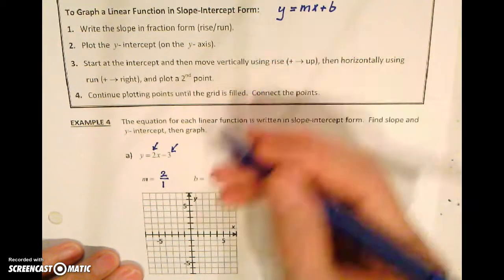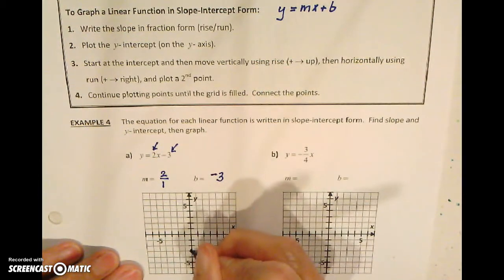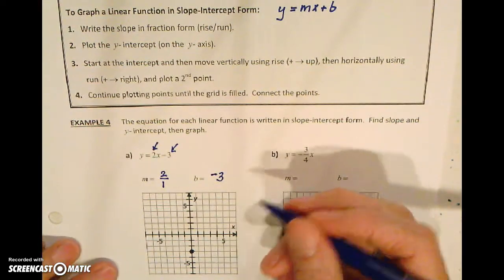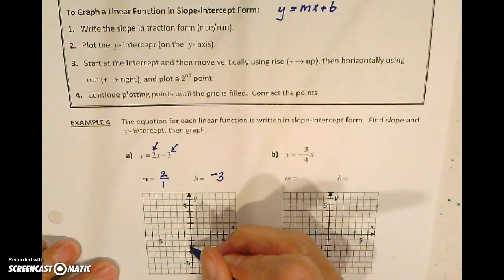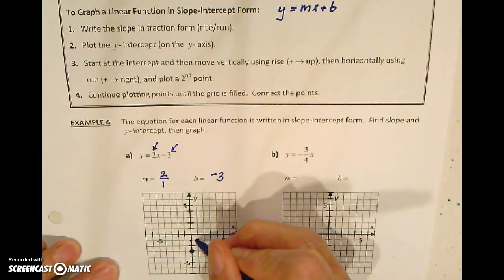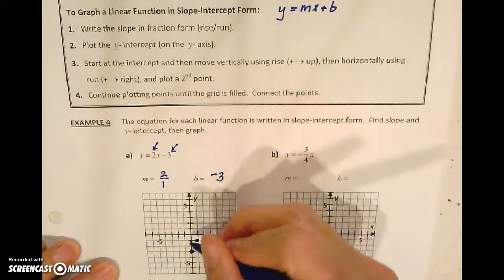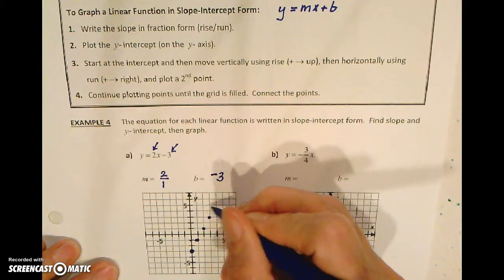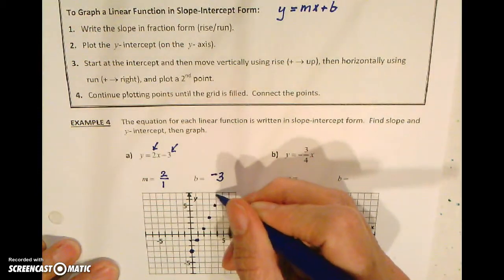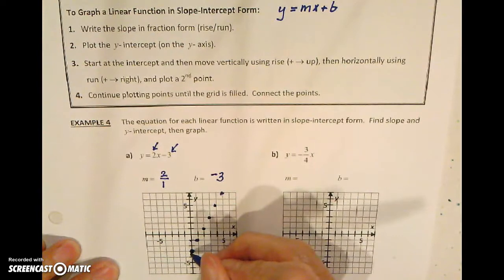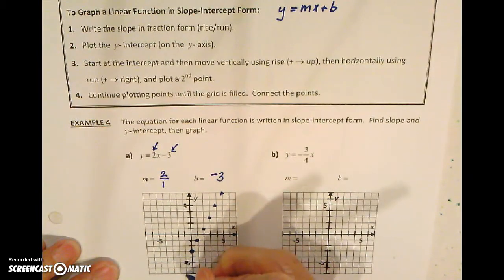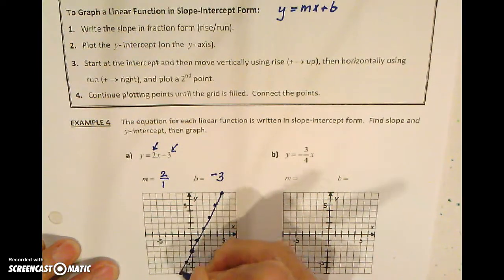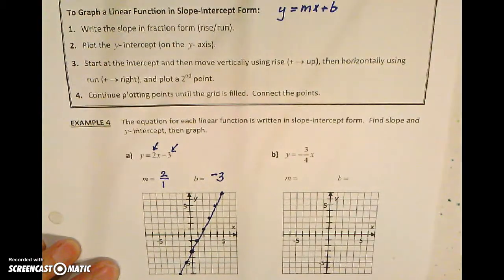We're going to plot the y-intercept on the y-axis. So the y-intercept is negative 3. Then we're going to use our slope and go up 2 and to the right 1 and plot a point. And then from there, we keep going up 2 to the right 1. Going backwards, we're going down 2 to the left 1. And we have our line graphed all the way, and we can connect it.